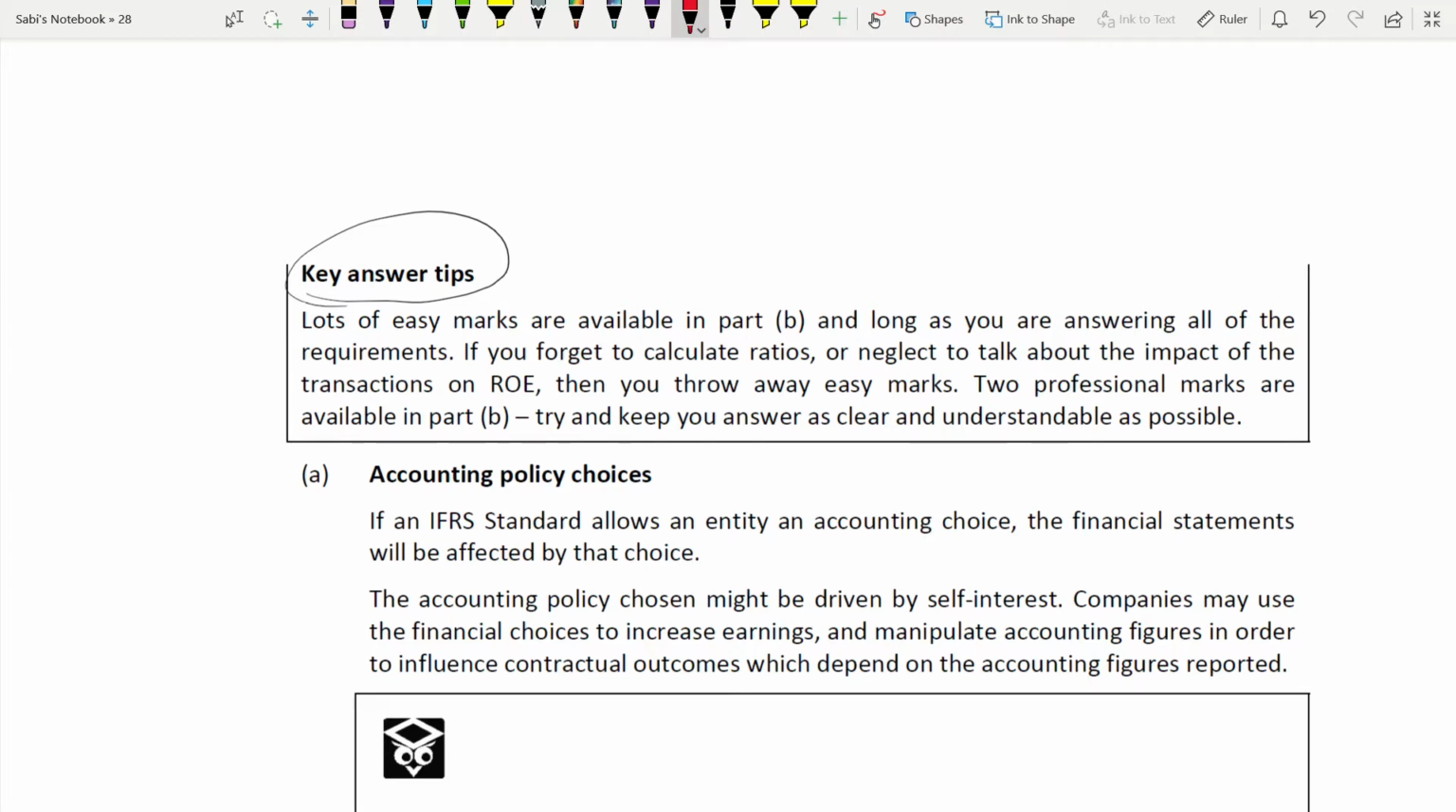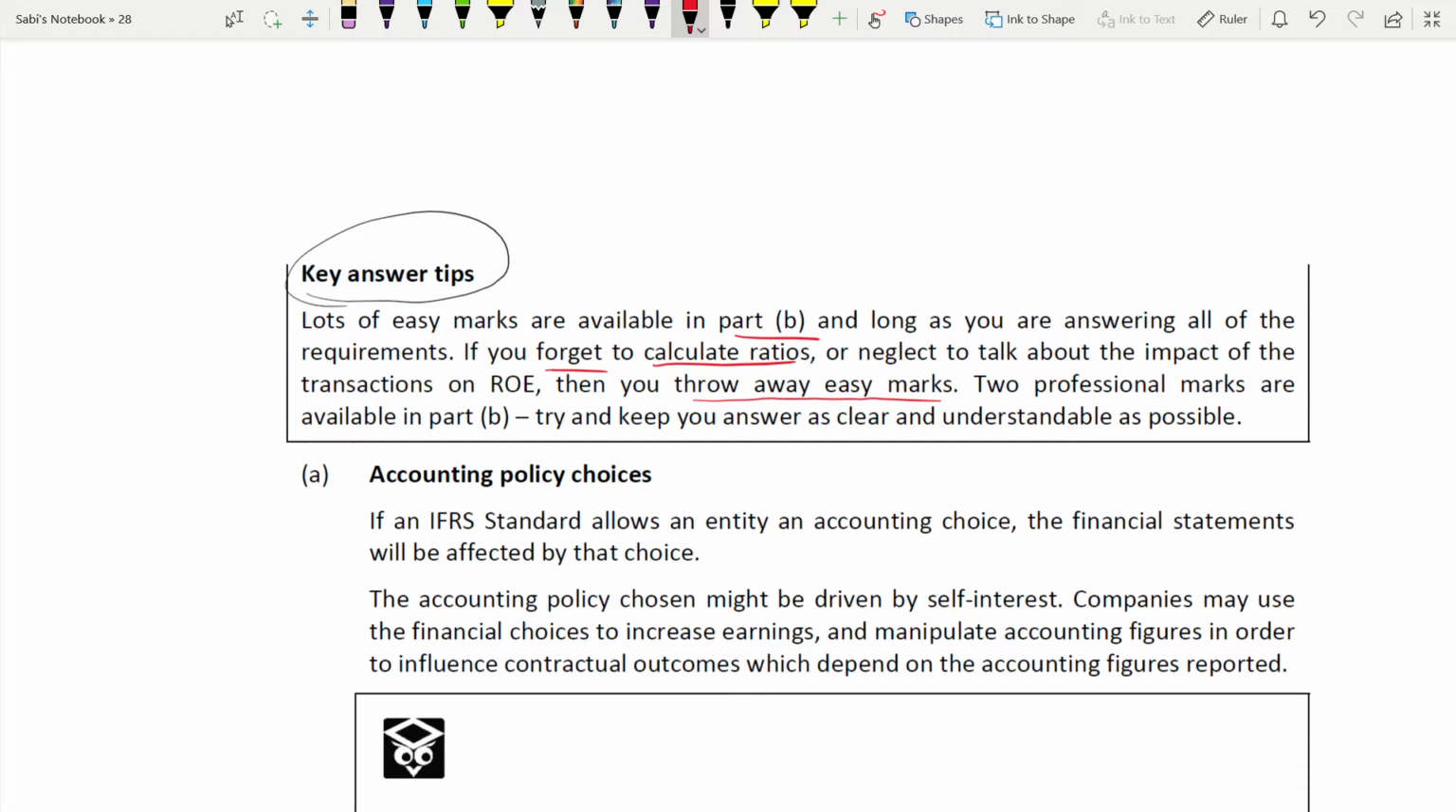Most of the easy marks are in part B, in ratios, because it's easy to get marks in ratios if you know the formula and how to calculate. But what happens if you forget to calculate ratios, or you don't even talk about the impact on the ROE? Then you're throwing away easy marks, just because you didn't study ratios and don't know the formula. So don't do this.